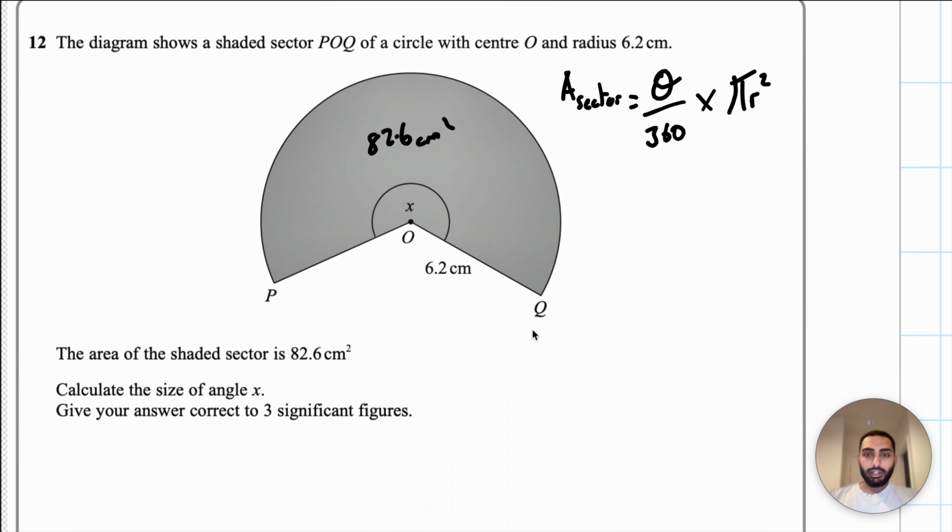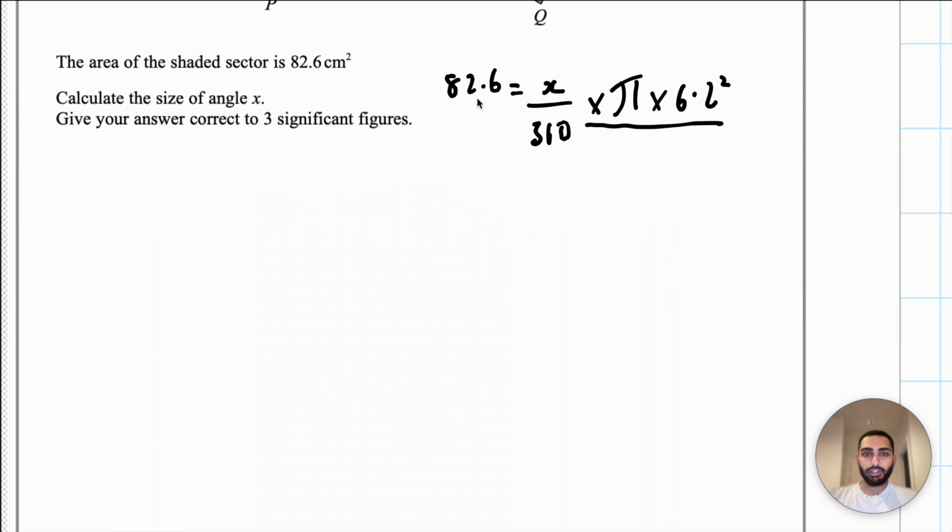We know that the area is 82.6, so 82.6 is equal to theta, I'm just writing it as x, divided by 360, multiplied by pi, multiplied by our radius squared, which is 6.2 squared. Just need to solve this now. So x is being divided by 360 and then multiplied by all of this. So I'm just going to move all of this first to that other side. Because it's being multiplied by all of this, I'm going to divide that by all of this.